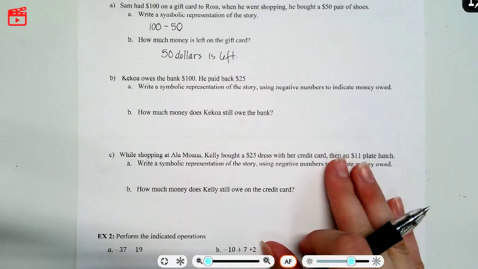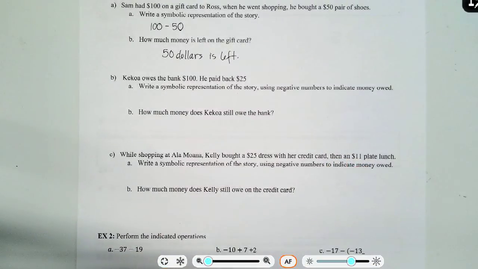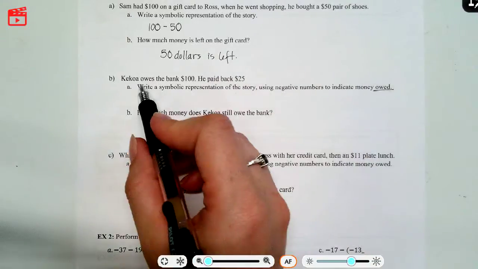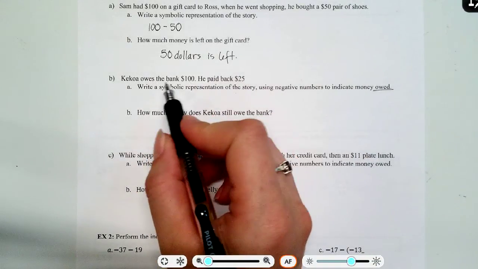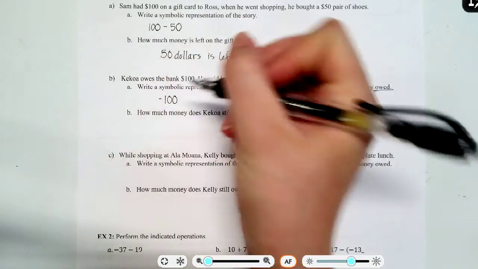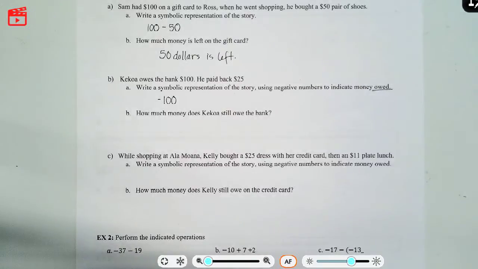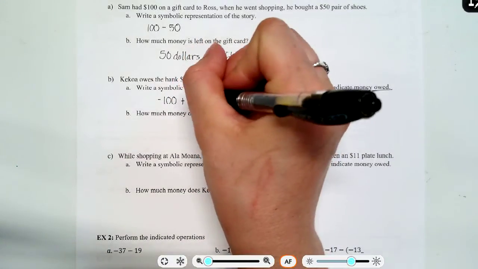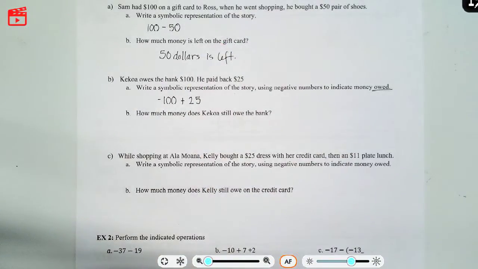All right, Keikoa owes the bank $100. He paid back $25. Write a symbolic representation of the story using negative numbers to indicate the money owed. Okay, so he owes $100, which means since we're talking about owing, that's going to be a negative amount. So a negative 100, he owes that much. And then he pays back $25. So that's not how much he owes, that's how much he's giving back. So giving is an adding term. So we're adding $25. And there is our symbolic representation of the story.